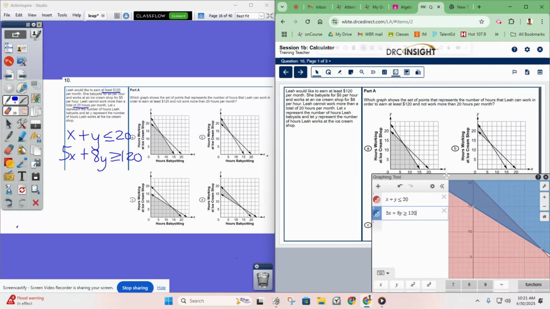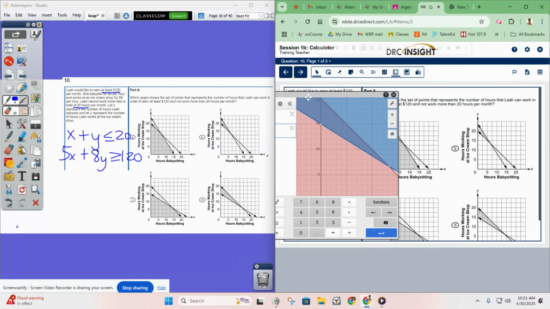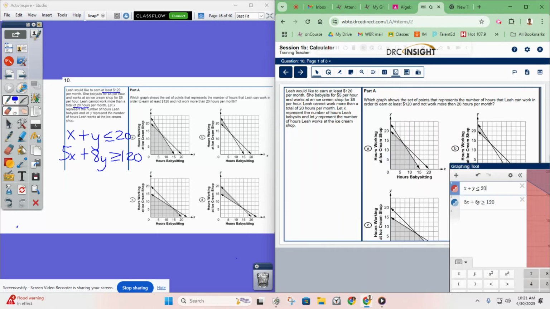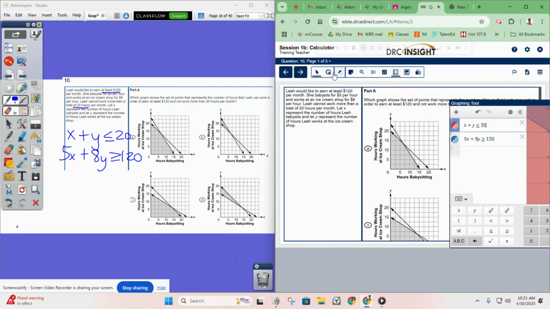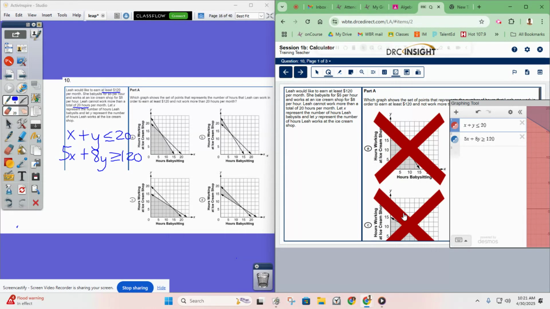I'm trying to see which of these graphs match this. Remember, for a system of inequalities, the solution part of the graph is where the two colors are overlapping. That's the solutions to all of this. So I can see just from looking at this that it's not going to be A or C. If you want to, you can use the cross-off tool, that's up to you, but it is a resource that's available to you.